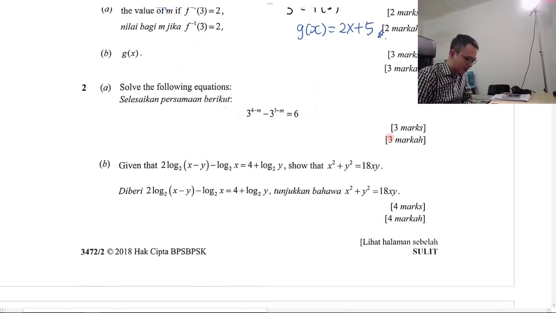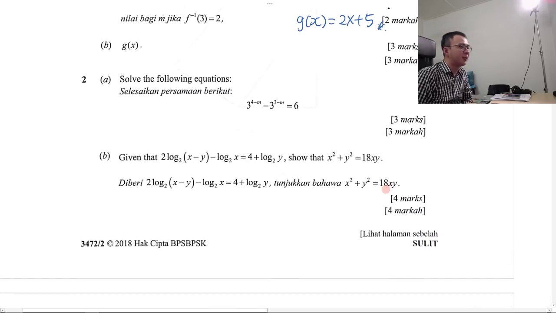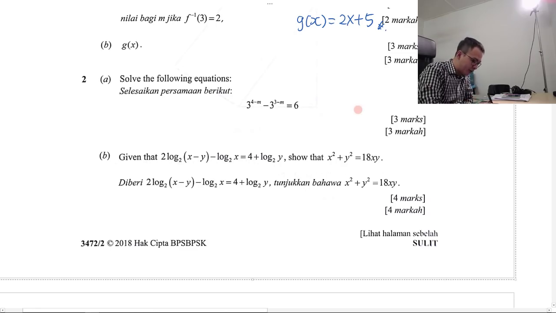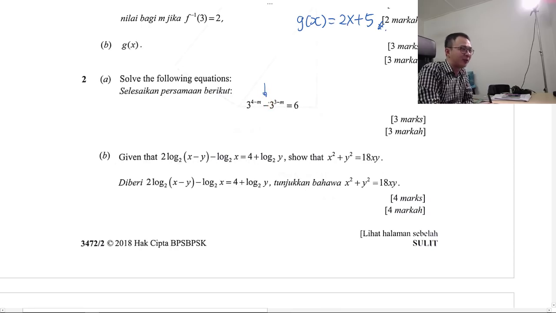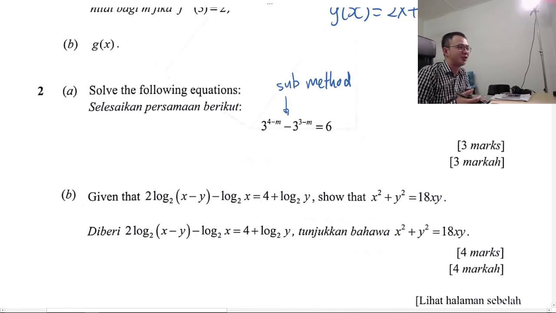Alright, so for question number 2 over here, you see indices. Whenever you see a plus or minus that is not in the power, you always think about the substitution method. When I say substitution method, that means I will let 3^m equal to something. I guess some students cannot see, so let me zoom in a little bit. I guess this is the maximum I can zoom.